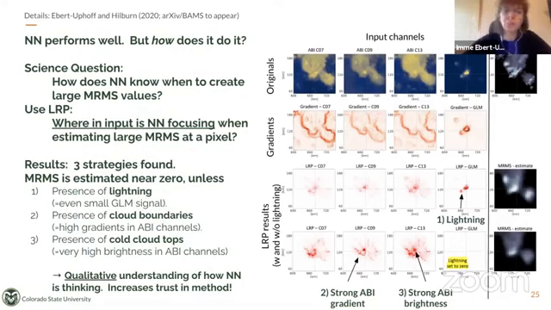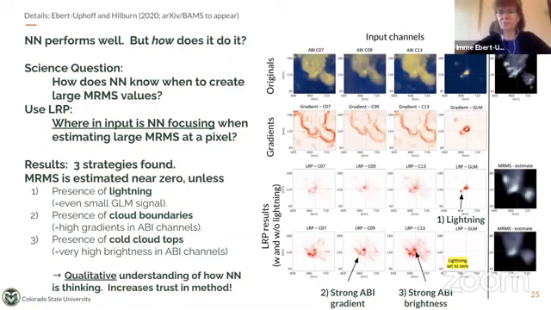We can say, well, the neural network is going to estimate something close to 0 unless it sees lightning in the GLM channel, or it sees cloud boundaries or very cold cloud tops in the ABI channels. So again, we gain qualitative understanding, and that increases trust in the method.